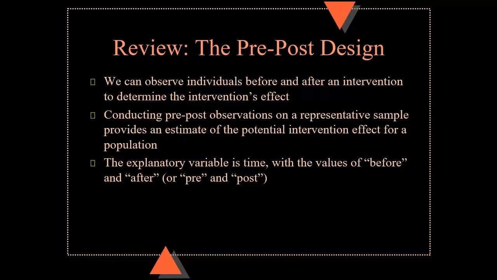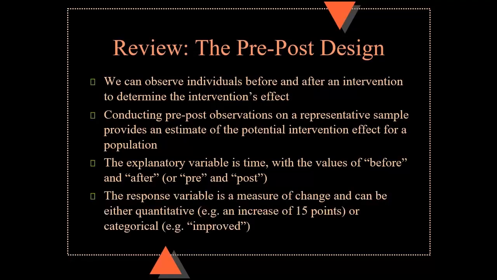Okay, so the explanatory variable is time with values of before and after. The response variable is a measure of change and can be either quantitative, for instance, an increase of 15 points, or categorical, for instance, improved. So that's a review of the pre-post design.